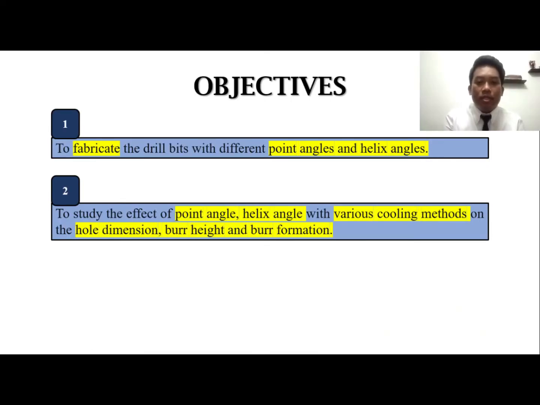There are two objectives of this study. First is to fabricate drill bits with different point angle and helix angle that later will be used for this experimental study. And the second is to find the relationship between point angle, helix angle and cooling method applied during the drilling process to the outcome of the project, that is to measure the hole dimension accuracy, the burr height and the shape of burr formation that occur on the drill hole.